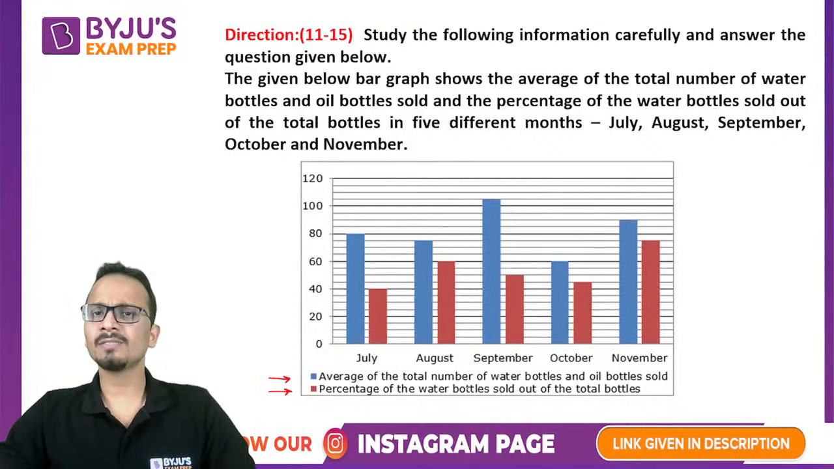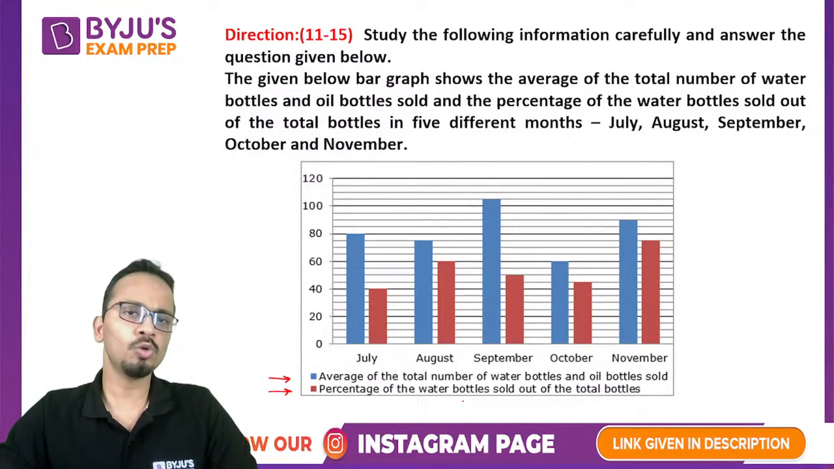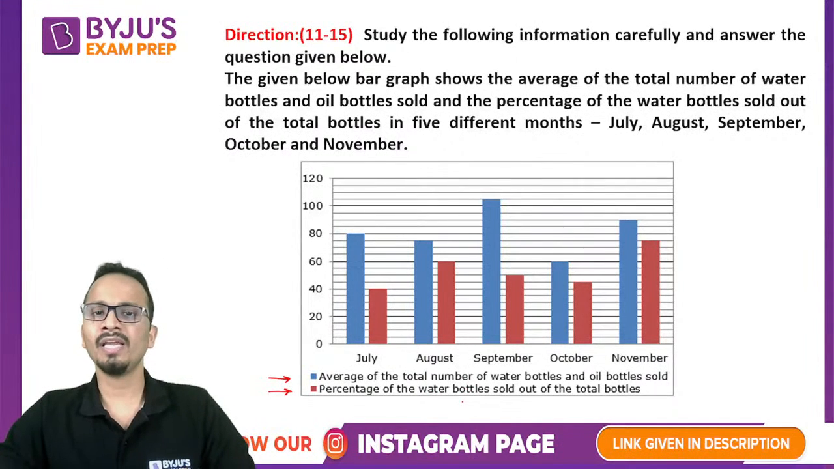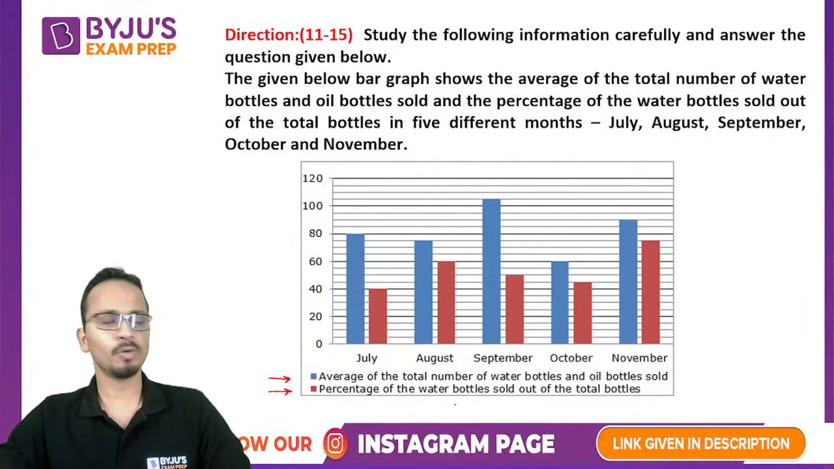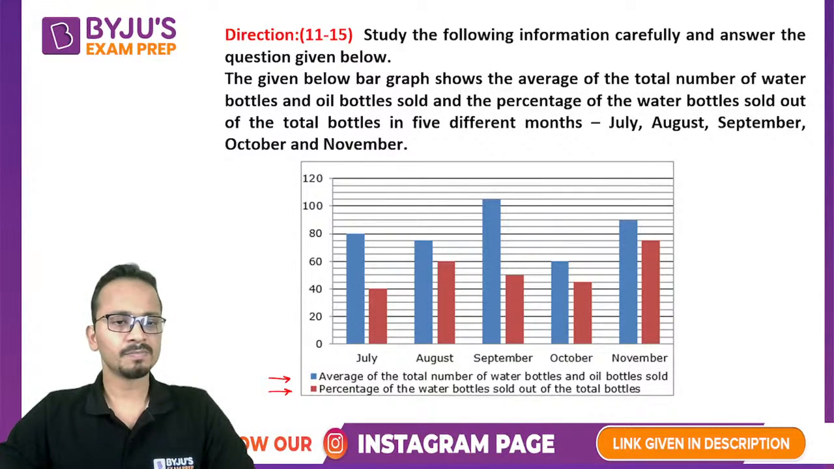The red thing is the percentage of water bottles sold out of the total bottles in 5 different months: July, August, September, October, and November. Okay, am I clear?